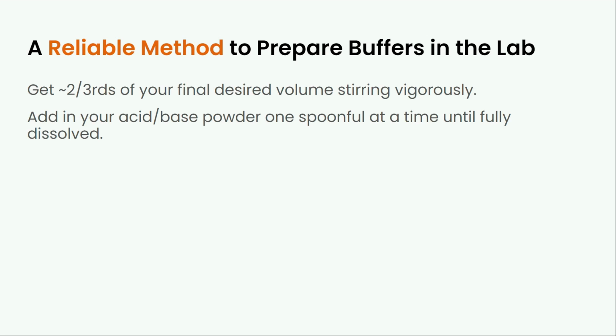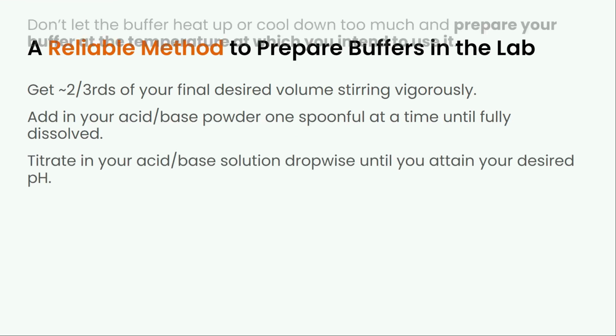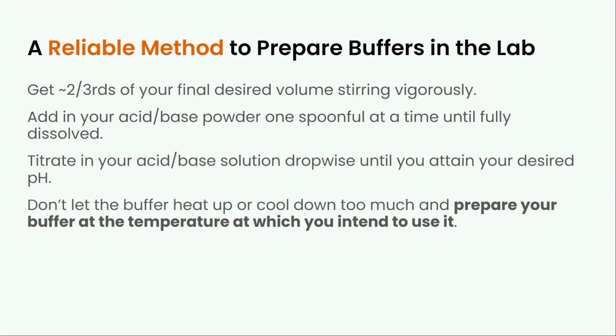The reason you do this is because if you add water to the salt, a lot of the times the salt will just set as a rock hard lump and you can never get the thing to redissolve again, and the magnetic stirrer bar will just bounce off it. But if you throw the powder into stirring water, it might take some time to dissolve, but at least it will go eventually. You don't have to start again. So you add your powder, one spoonful at a time, until it's fully dissolved into the stirring water. And then you simply titrate in the acid or base dropwise until you've reached your final pH.